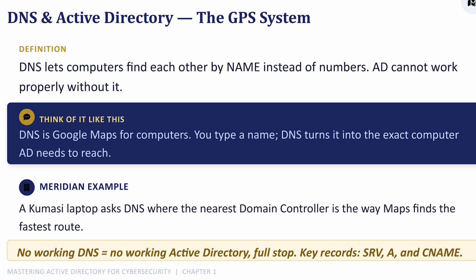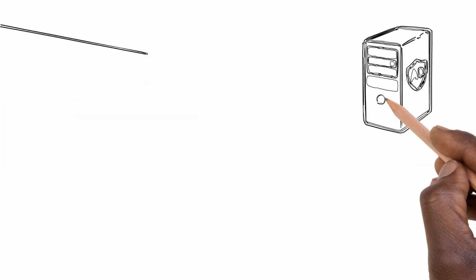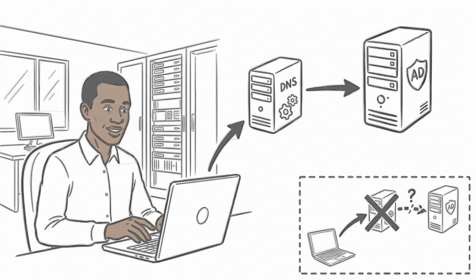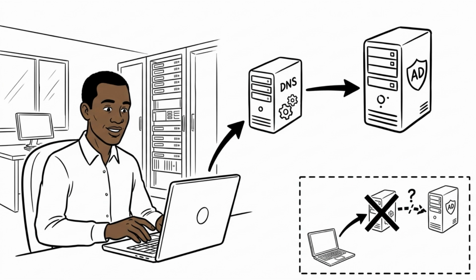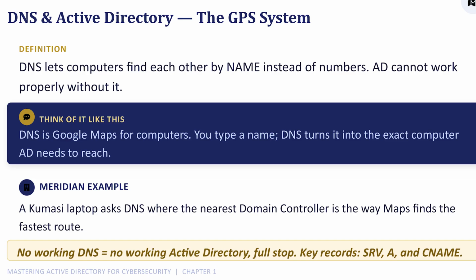You don't need to master all those right now. The key lesson here is that Active Directory depends heavily on DNS. So if you're troubleshooting an AD environment and DNS is broken, don't be surprised when authentication and other directory functions start failing. This is why network knowledge is so important for cybersecurity. You can't isolate cybersecurity from networking, never.